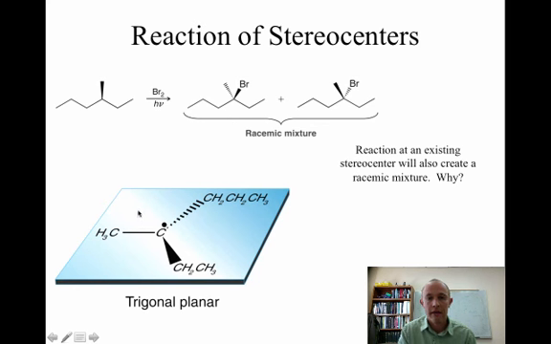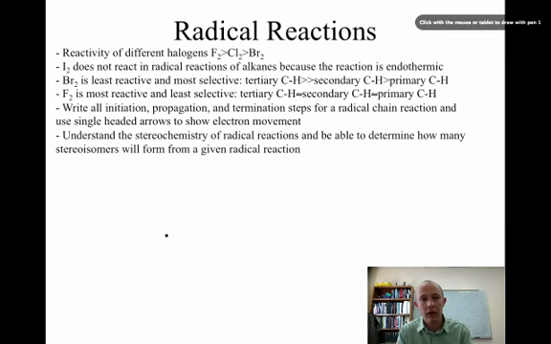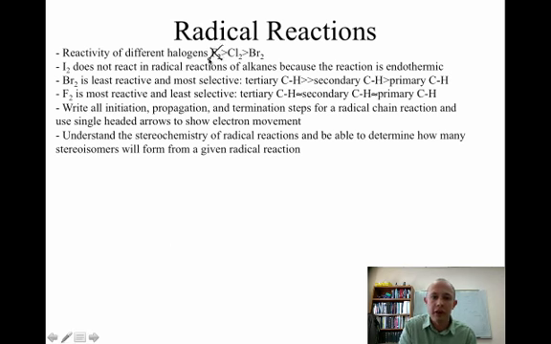And here's a picture of that flat radical. It has a mirror plane, and it can react from the top face or from the bottom face. Okay, so to summarize, what I'd like you to know is that fluorine is the most reactive halogenation reagent, but we're not going to really worry about that. We're just going to look at chlorinations and brominations.